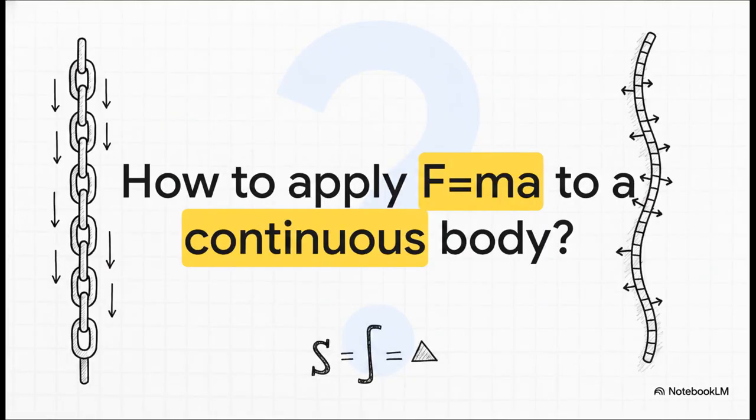Okay, but here's the real puzzle, isn't it? If this were just one little block, F equals ma would be easy. But with the chain, the F part is complicated. Gravity is pulling down on every single link, but the direction of the sliding force is different for each one. So how do we calculate the total force that's actually making it move?